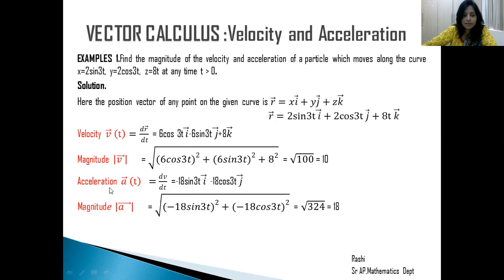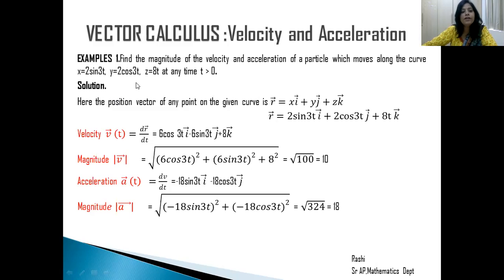Now let us see the acceleration. Acceleration is given by dv by dt. So this was the expression for v. Differentiate it again with respect to t to get the acceleration value. So I got this. Again find out the magnitude like this, and the value is 8. So this is how you have to do the question.